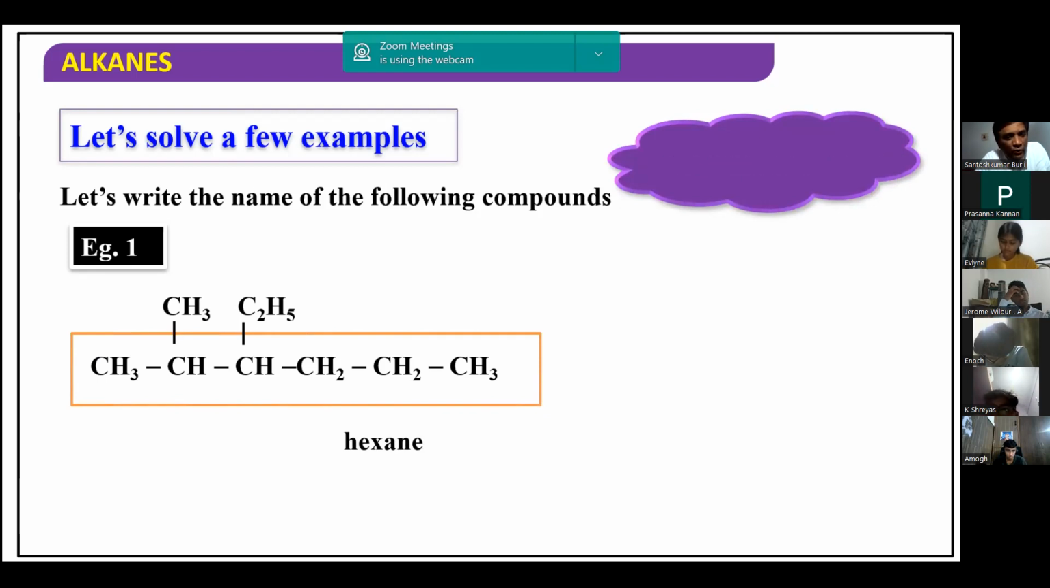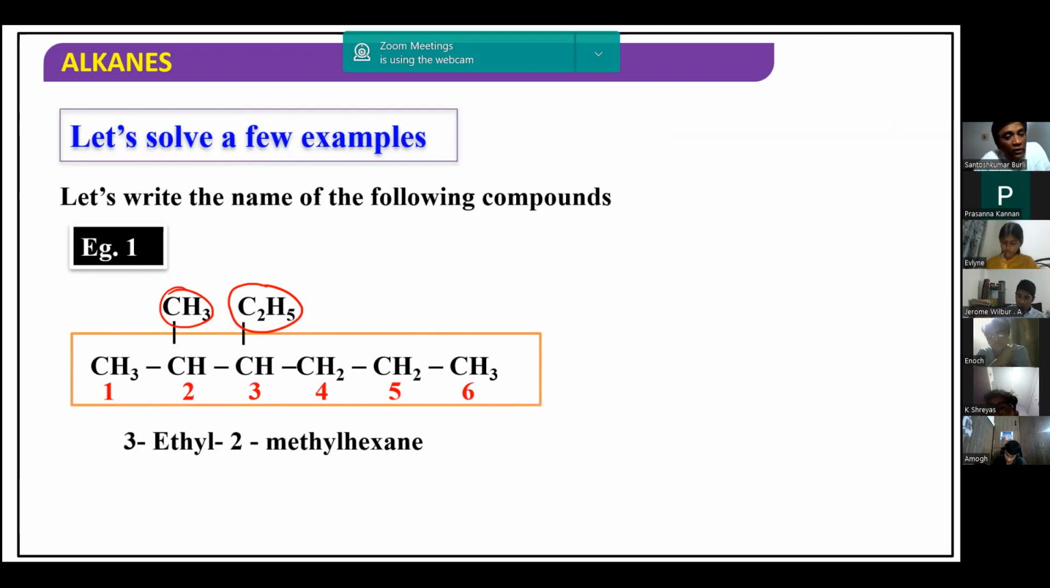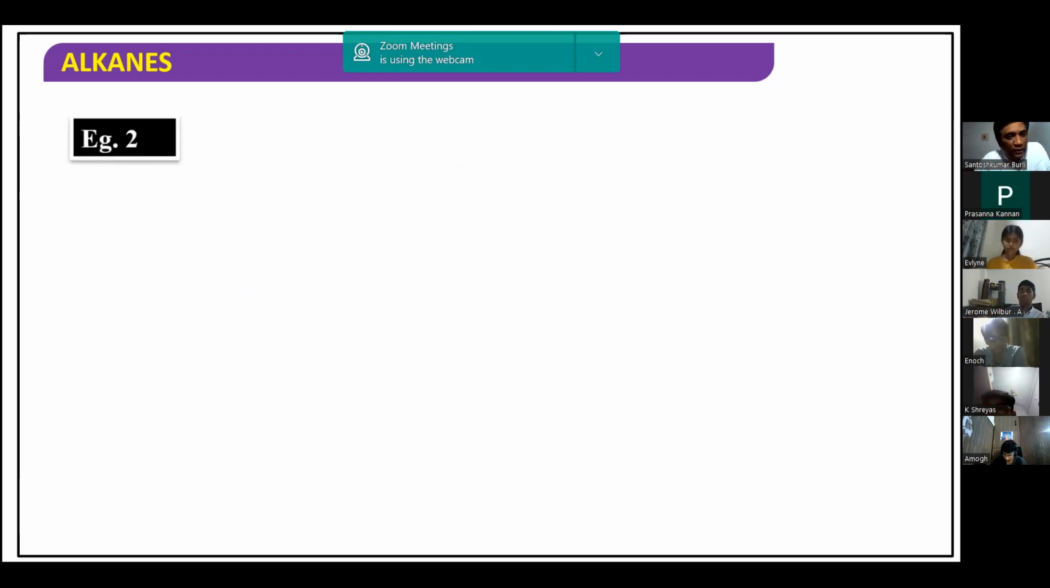And substituents you can take 1, 2, 3, 4 because the substituent must get the minimum number. So alphabetically, this is called ethyl group. This is called methyl group. So alphabetically, ethyl comes first. Therefore, 3-ethyl-2-methylhexane. We can name it as IUPAC nomenclature. So this is one of the examples I have taken for how to solve with respect to IUPAC nomenclature.